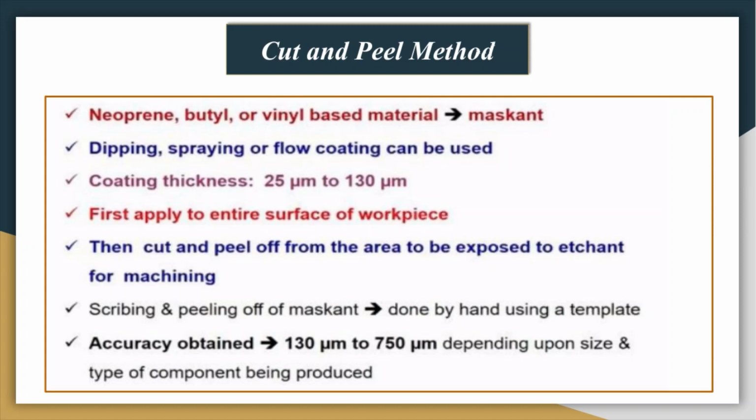First is the cut and peel method. In cut and peel maskants, we use neoprene, butyl, or vinyl based materials, which are applied either by dipping the component in a tank, spraying the mask on the part, or flow coating also. The thickness of coating usually ranges from 0.025 to 0.13 mm. This maskant is first applied to the entire surface, then it is cut and peeled off from the selected area to be exposed to the etchant.